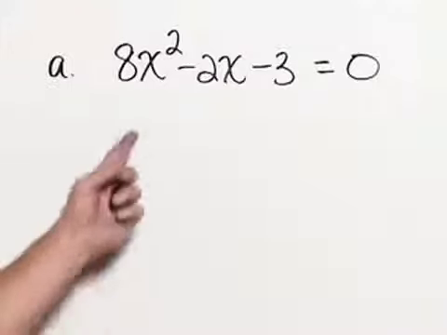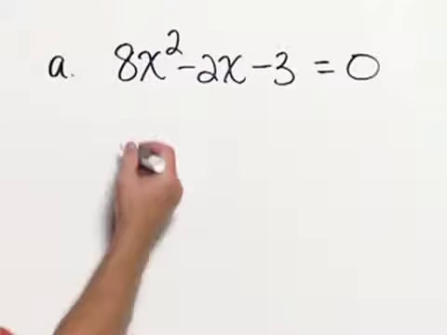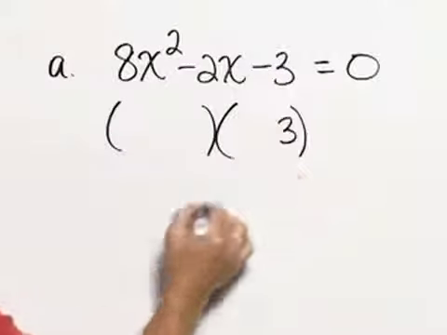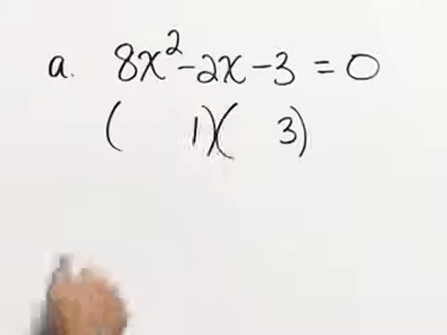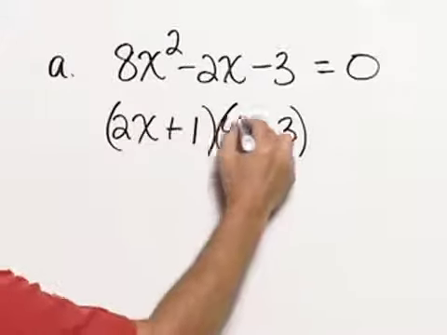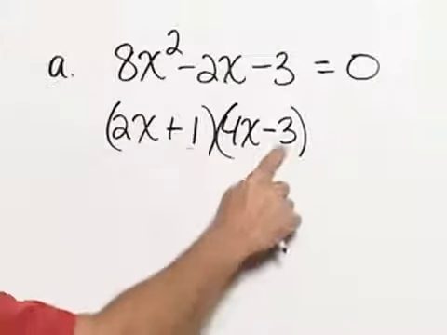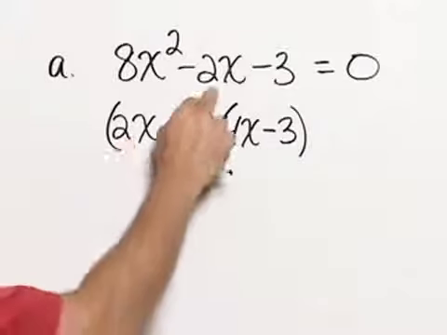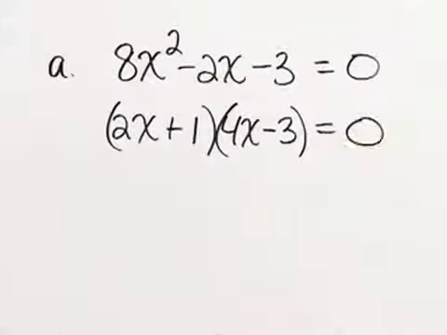So here we have part A. We need to solve this equation. Let's see if it'll factor. And we know that this has to be a 3 and this has to be a 1. Now we're trying to get a middle term of negative 2x, so if we were to try 2x plus 1 and 4x minus 3, that would be a 4x for the inner term, and a negative 6x for the outer term. That gives us a negative 2x for the middle term, so we factored it correctly.